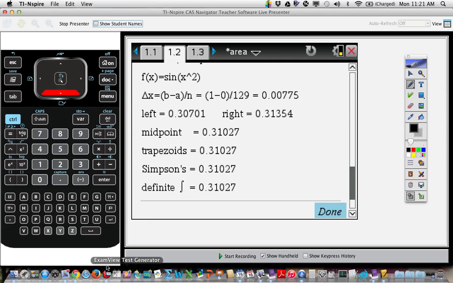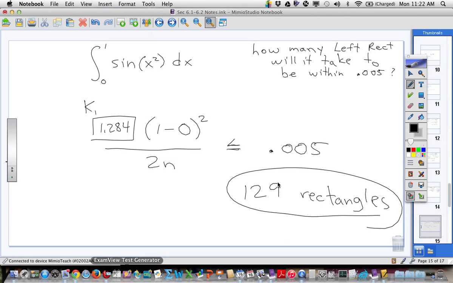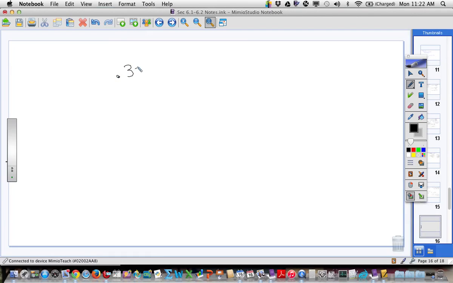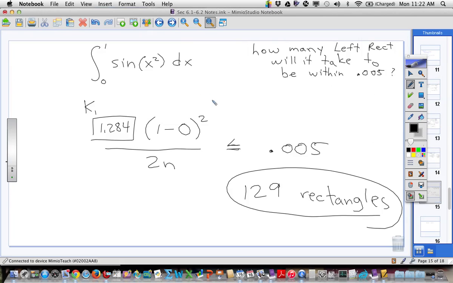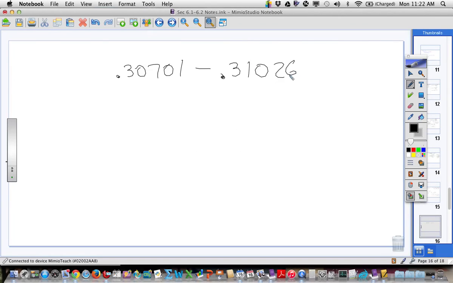0.30701, right? Now, subtract that. That's 129 lefts. So 0.30701, and let's subtract what the exact answer was, which was 310, what was it? 310268. Subtract those two. This is our left. That's 129 lefts. Here was our exact out to that many decimal places, at least. What do you get?